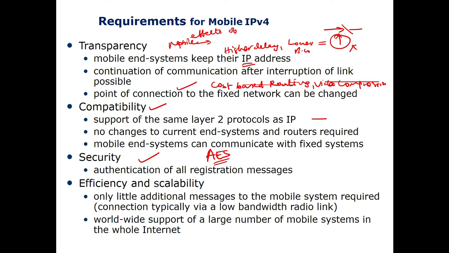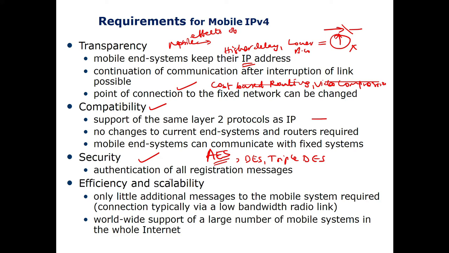Then comes compatibility. Compatibility means support of the same layer with respect to protocols such as the internet protocol, and no changes to current end systems and routers are required. So mobile end systems can communicate with fixed systems, and it is compatible. Security: we can establish security with the advanced encryption standard, data encryption standard, or triple data encryption standard. These are the encryption schemes mainly used for security purposes.